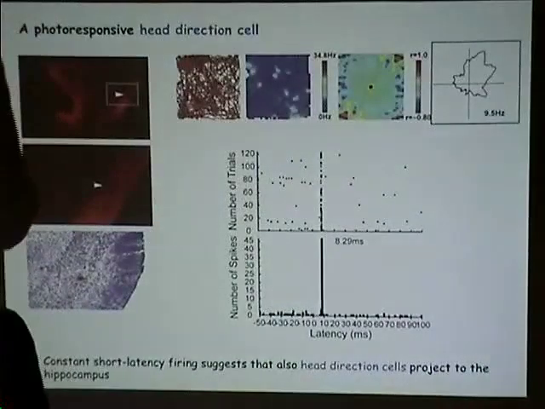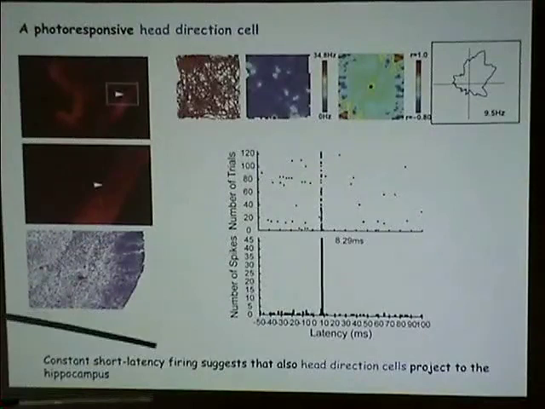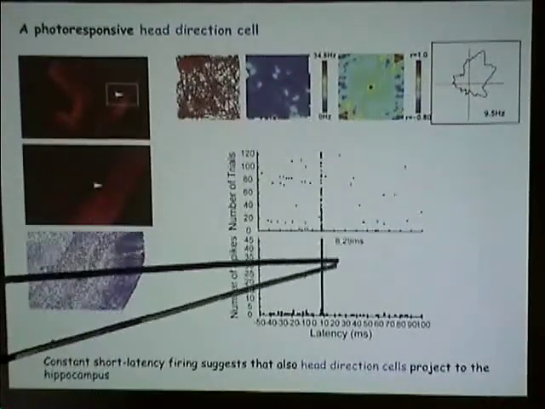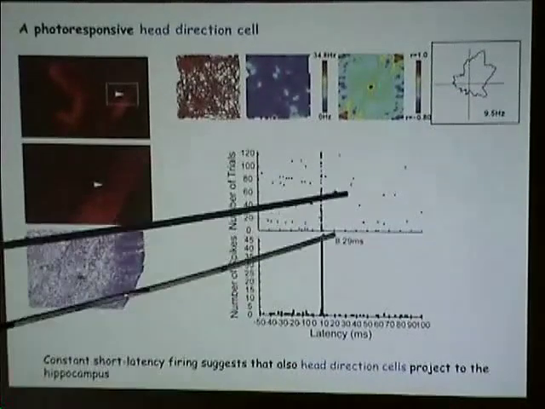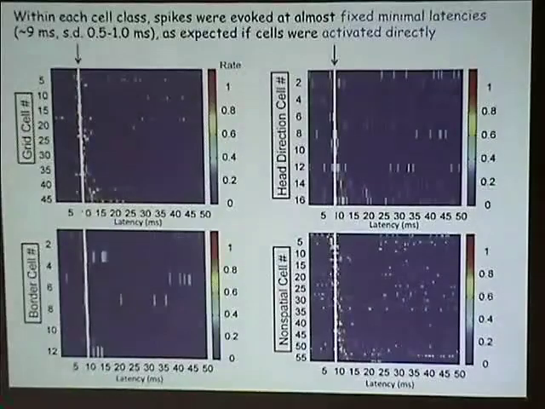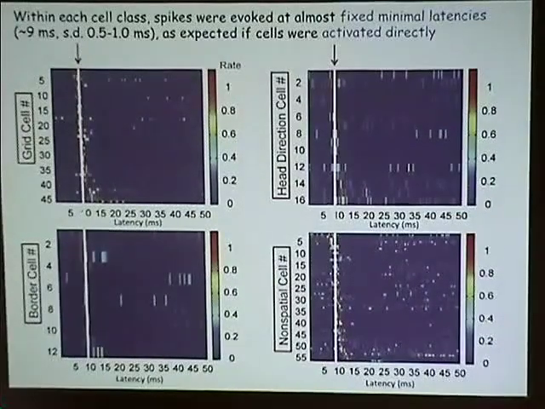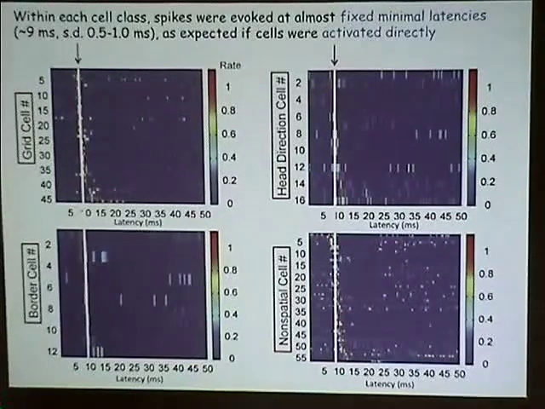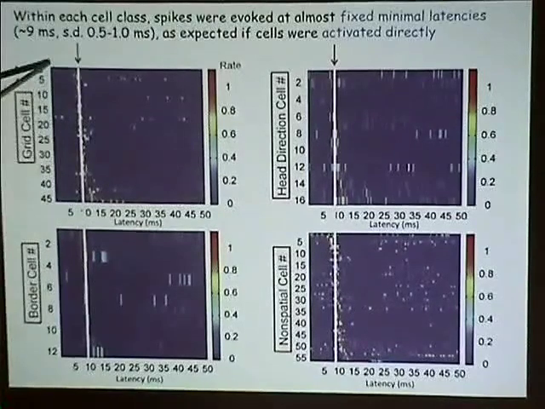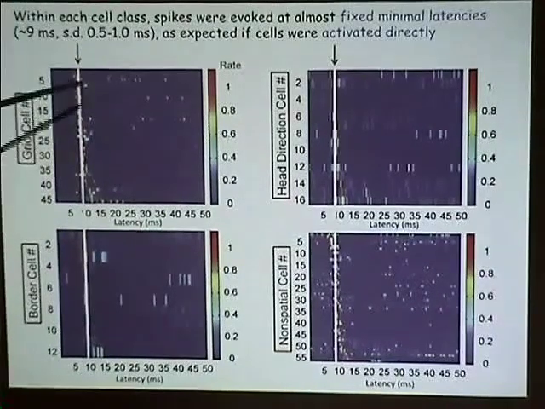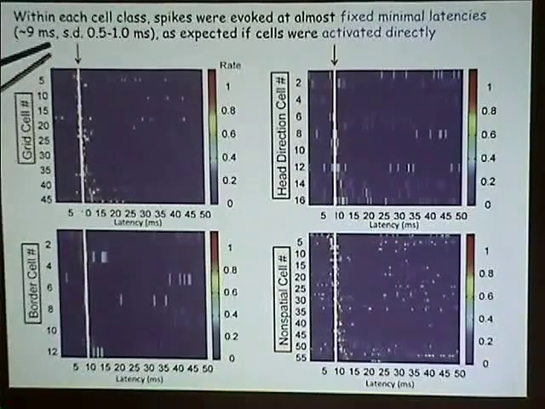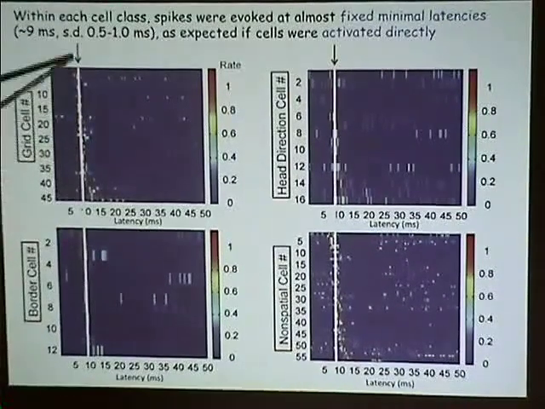And finally, there were also some head direction cells. Not the ones that are really sharp, but those that are more broadly tuned, which then also have projections into the hippocampus, fire at 8.3 milliseconds. And this is just the group data. So again, latency on the x-axis. On the y-axis, we now have cell number, and color indicates firing rate. And then I put white lines on top just to help you see the firing latencies.